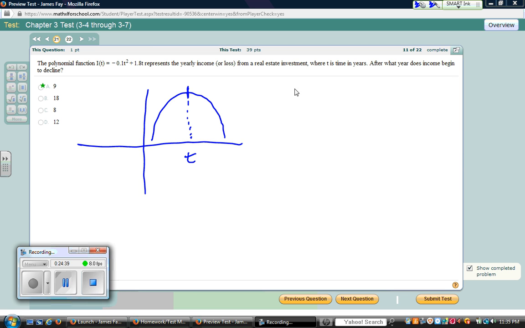So we're going to find t. That t value for the vertex is the opposite of b over 2a. So the opposite of b is negative 1.8, over 2a, which is negative 0.2. We'll divide that, and I'm going to get 9. So t is 9. So after 9 years, we start to decline.